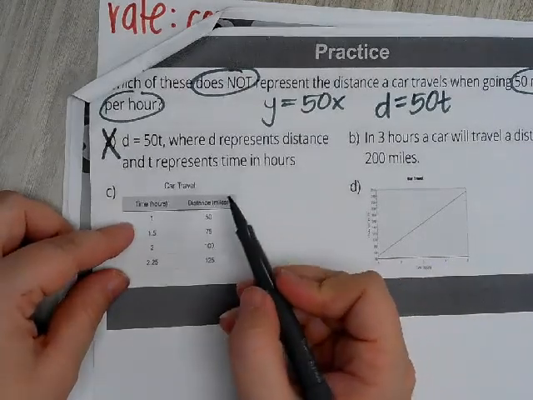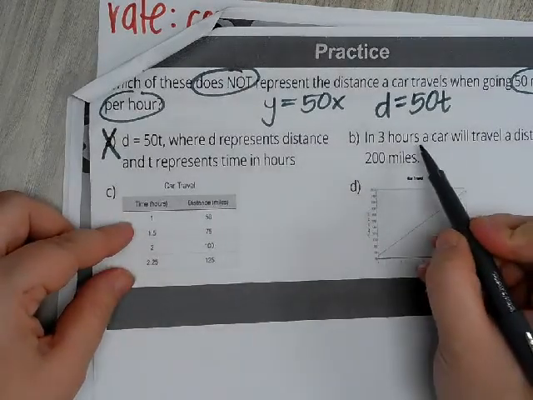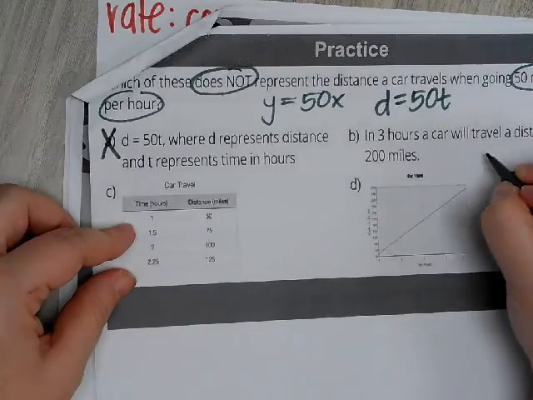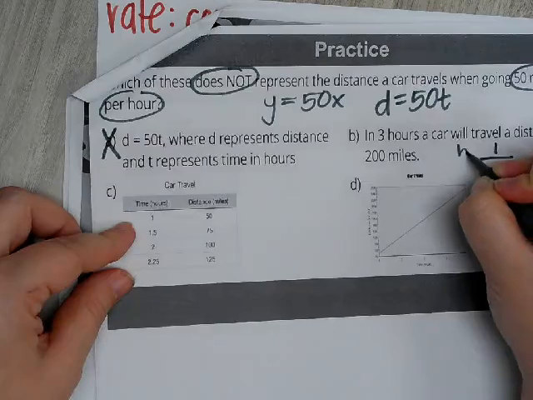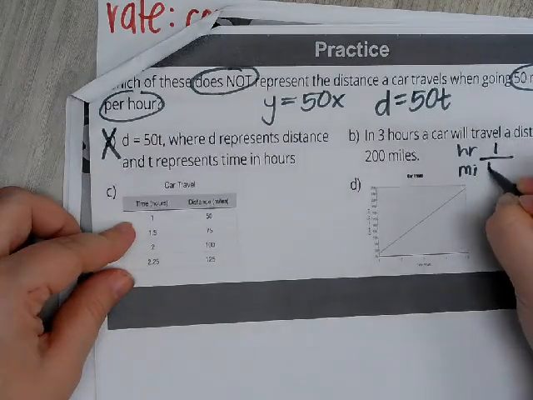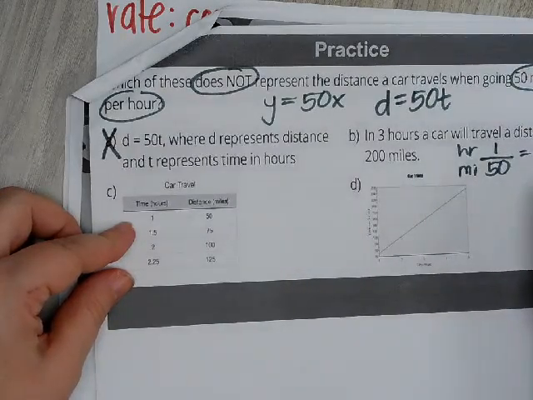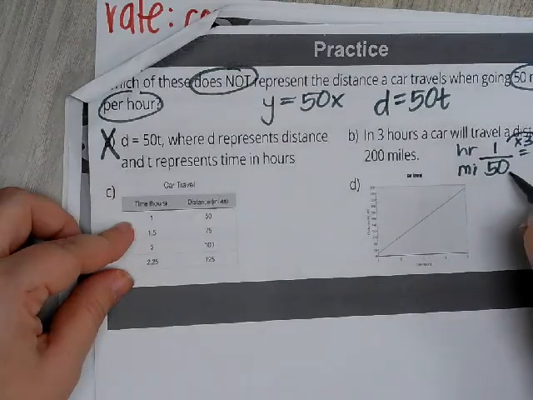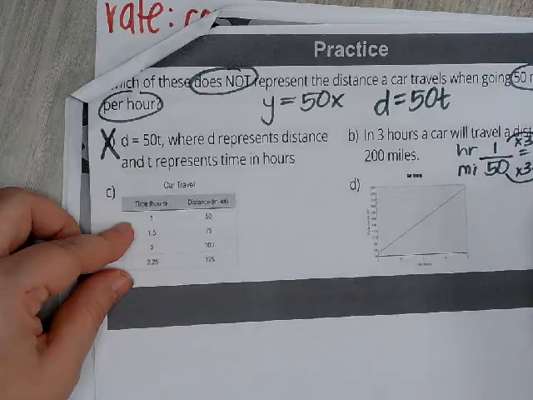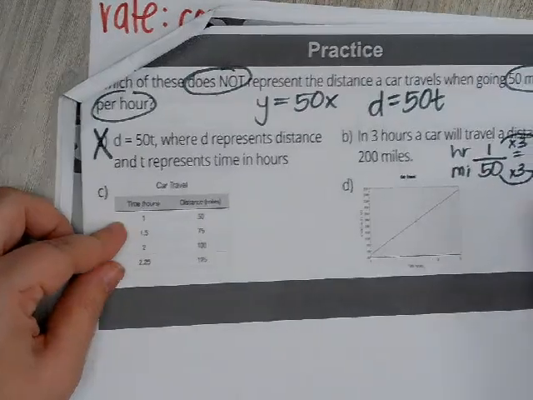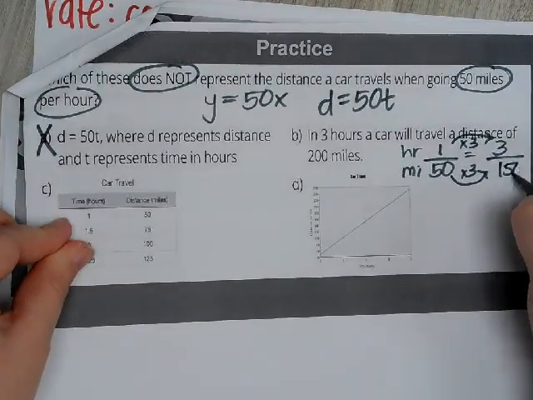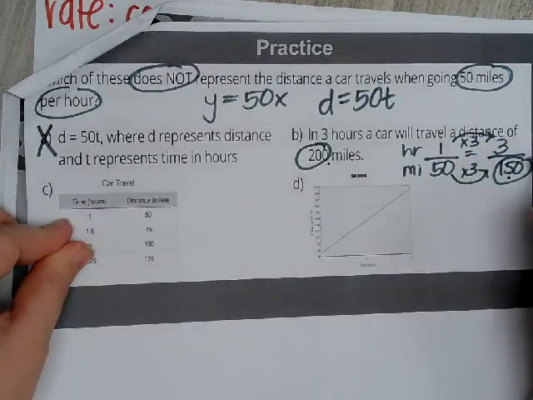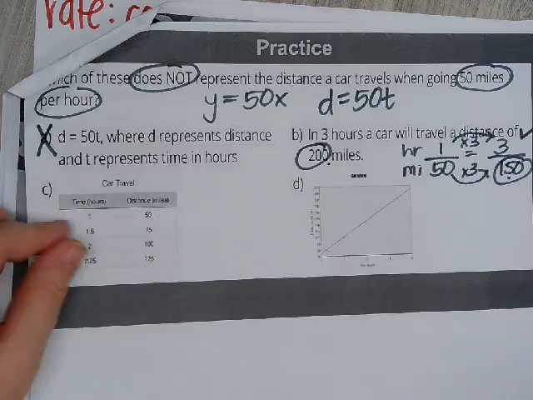So let's look at B. In 3 hours a car will travel a distance of 200. So we know for 1 hour it's 50 miles, but I want to know for 3 hours. So I'm going to multiply it by 3. 50 times 3 is 150. Is that the same? No. So this could be my answer because, again, it says what's not true.